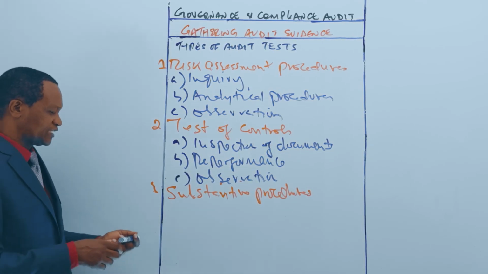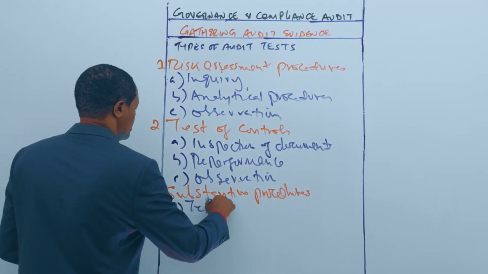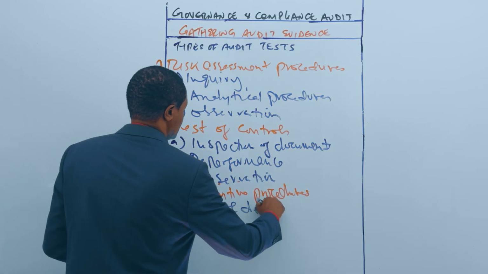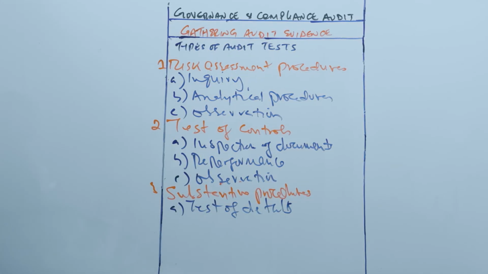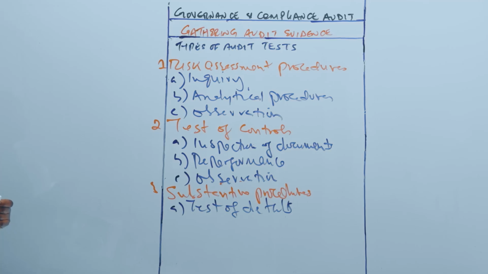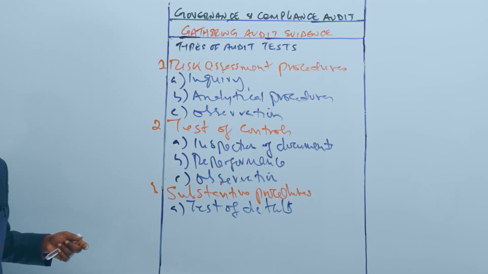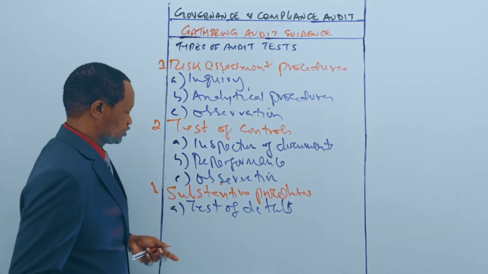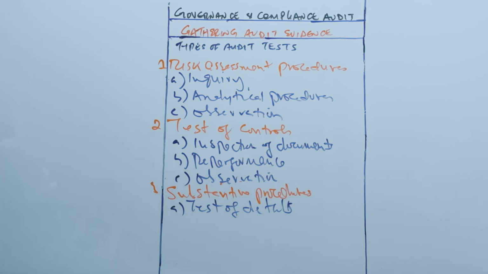For example, we may have test of details. Test of details is one way to carry out substantive procedures. That means examining the specific fine print of a contract or a high value invoice to ensure it complies with the local tax laws and procurement laws. Test of details.